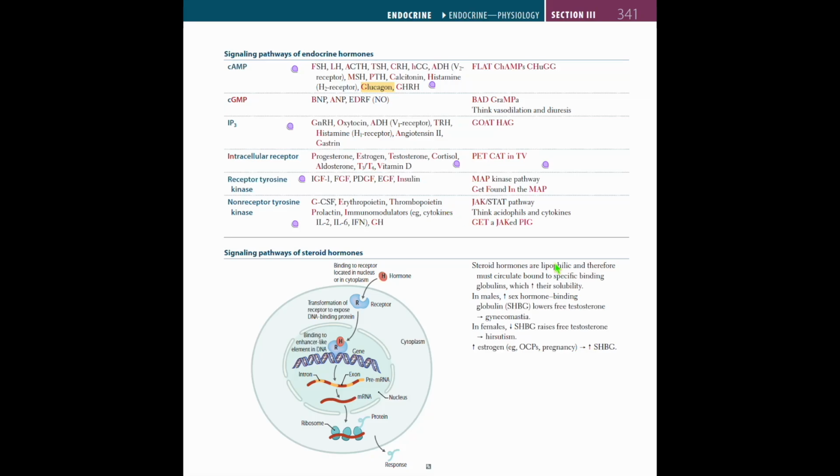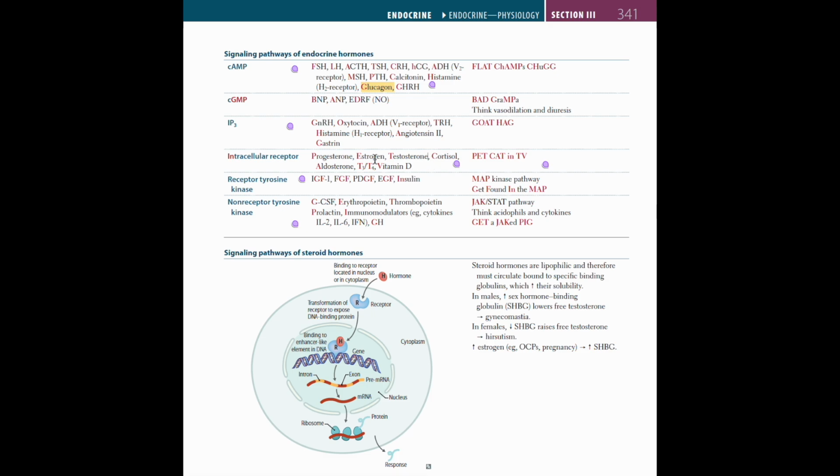Talking about the high-yield signaling pathways for some of these endocrine hormones. They do like to ask about these, so I'll be going through these and telling you some easy ways to remember this. So starting with the intracellular receptors, these I'd say are pretty commonly asked. Some of these I think most of us will know.